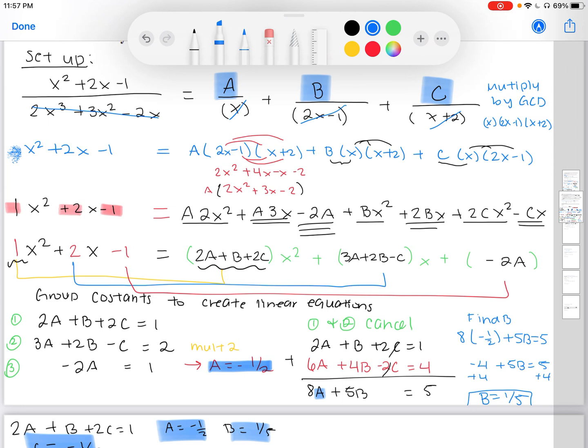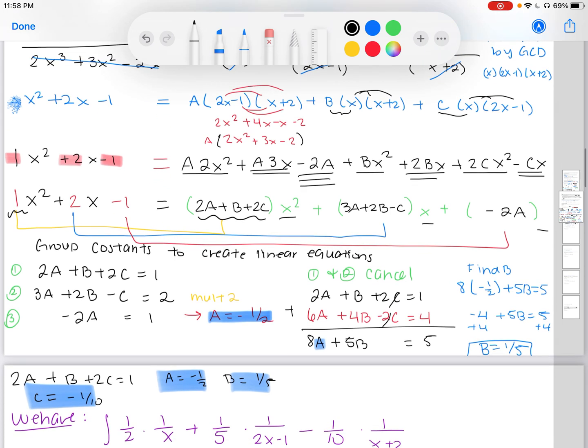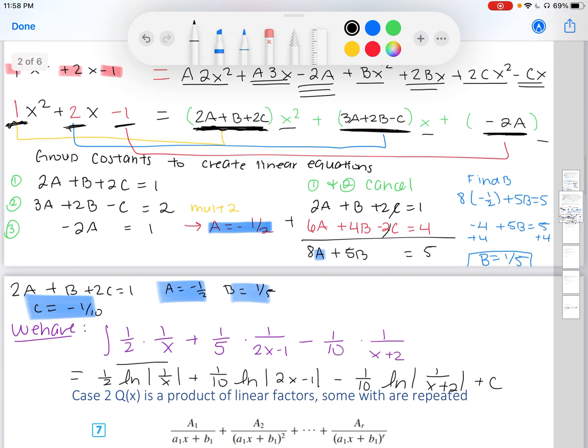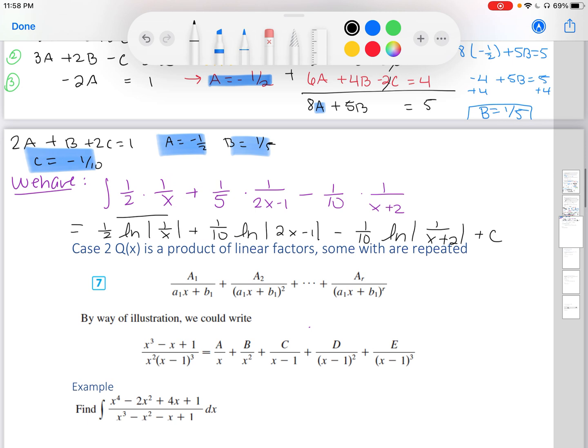In this case, it was the x squares, the x's, and the constants. We do this so we can create a system of linear equations using only the coefficients and setting them equal to each other. So as we see, 1 is equal to the 2a plus b plus 2c. The 2 will be equal to the 3a plus 2b minus c, and the minus 1 will be equal to the negative 2a. We solve the system to find those coefficients, and then from there hopefully integrate.